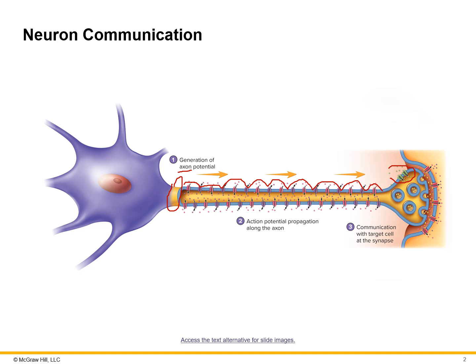Then it's going to open up voltage-gated calcium channels. As calcium rushes in, these synaptic vesicles containing specific neurotransmitters are going to join with that membrane, and those neurotransmitters are going to be released into the synapse here, which is the space between the neuron and what it's binding to. Then those neurotransmitters are going to interact with ligand-gated channels on the postsynaptic cell to then cause a response in those.